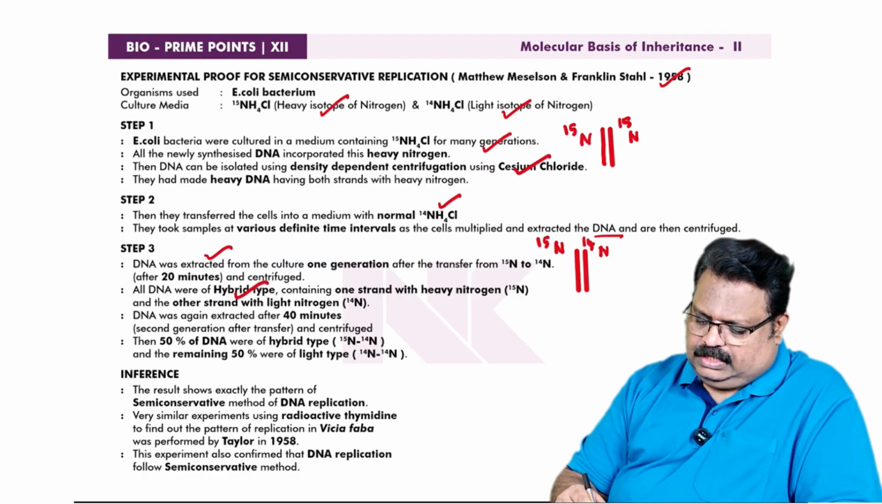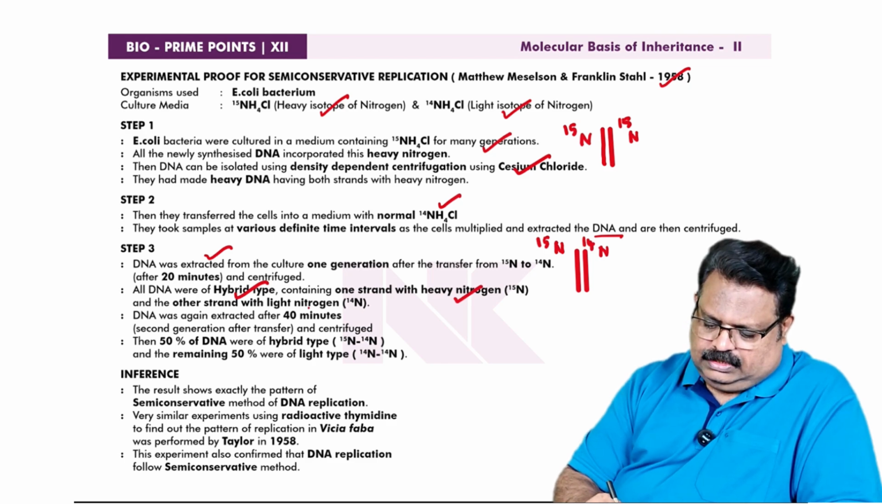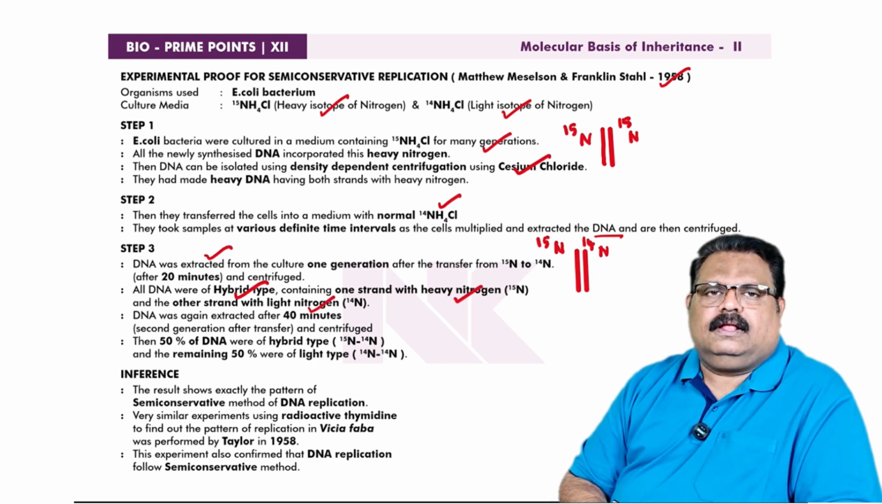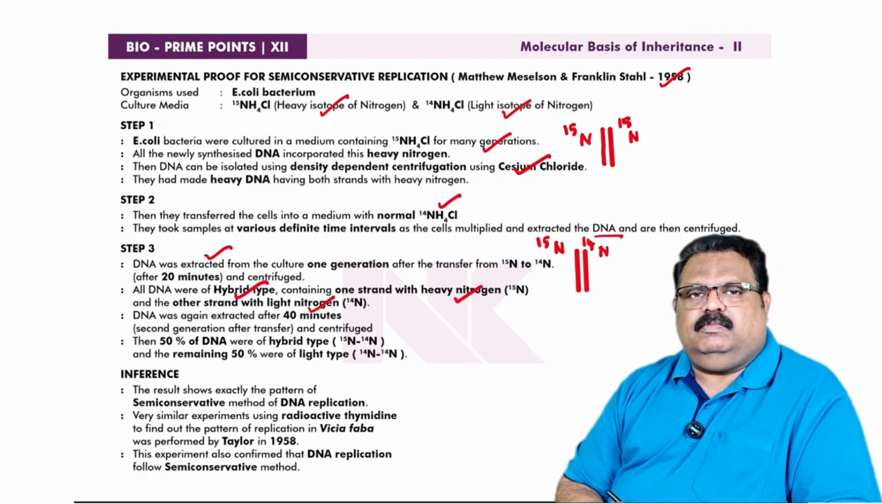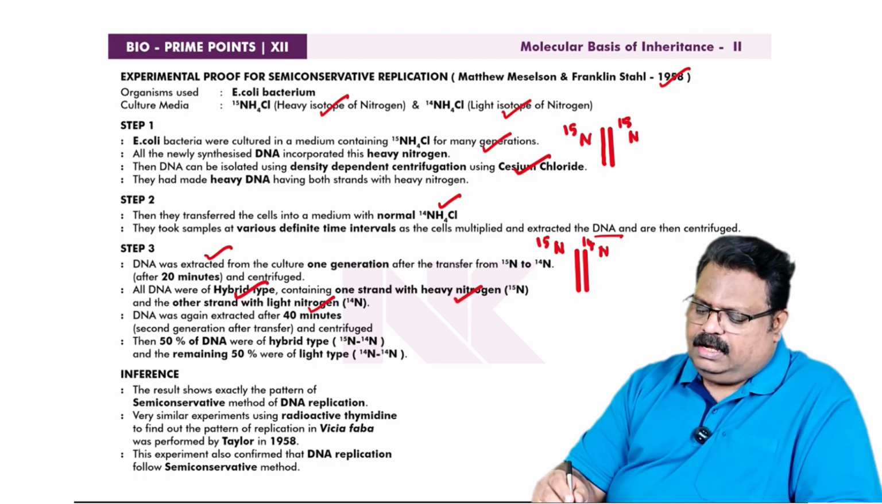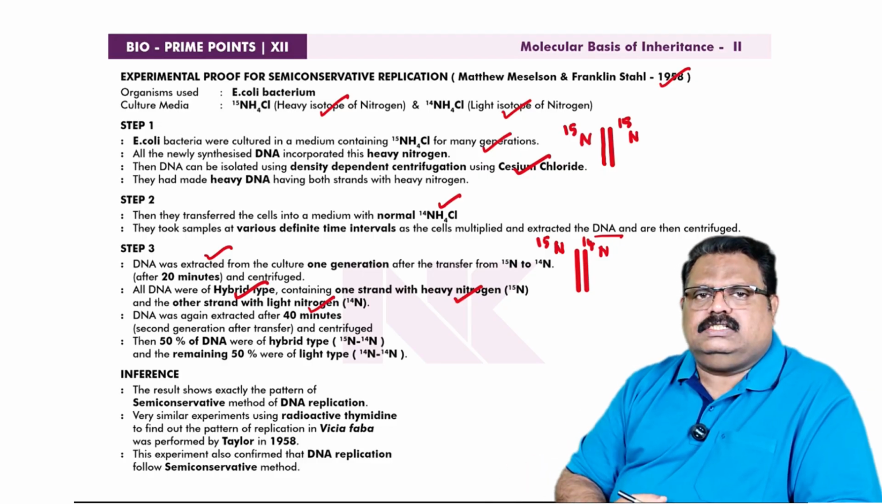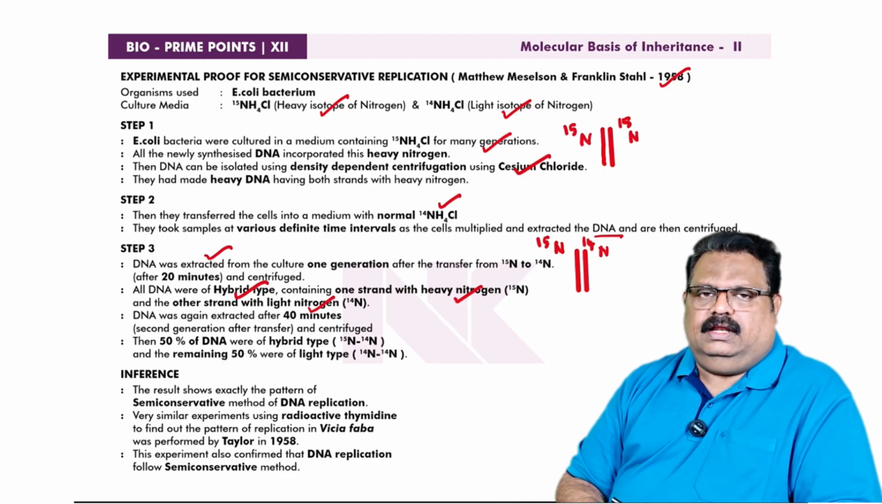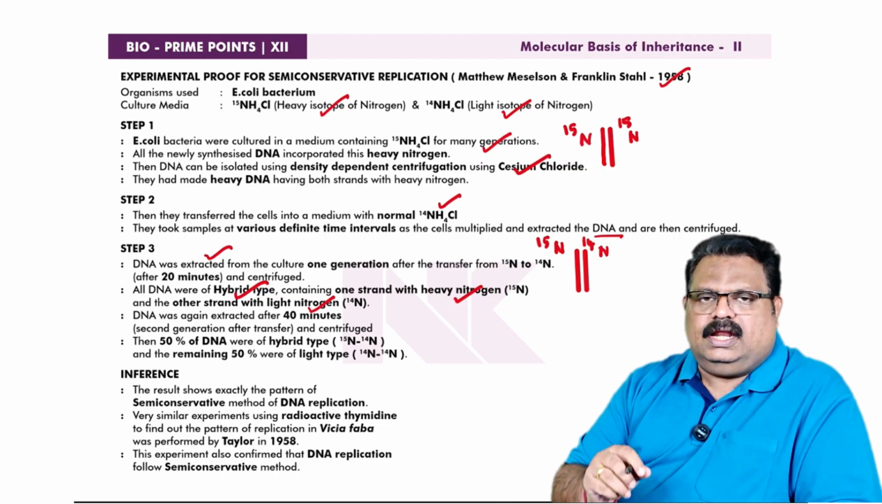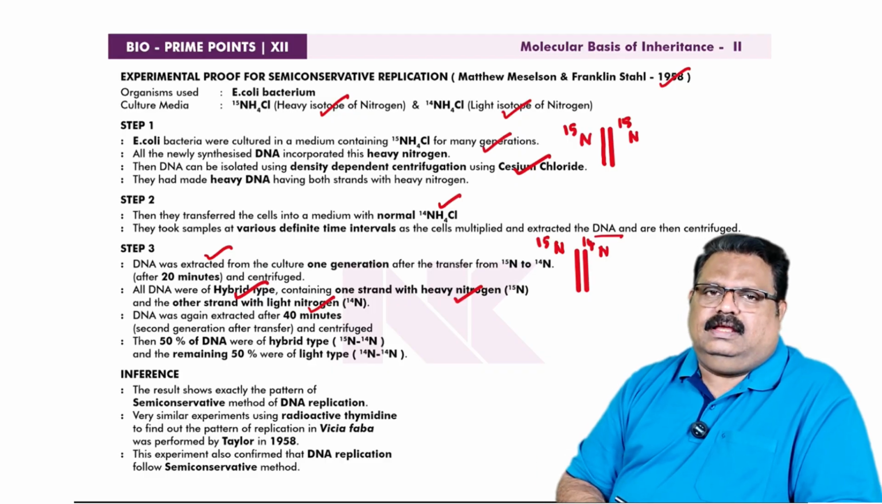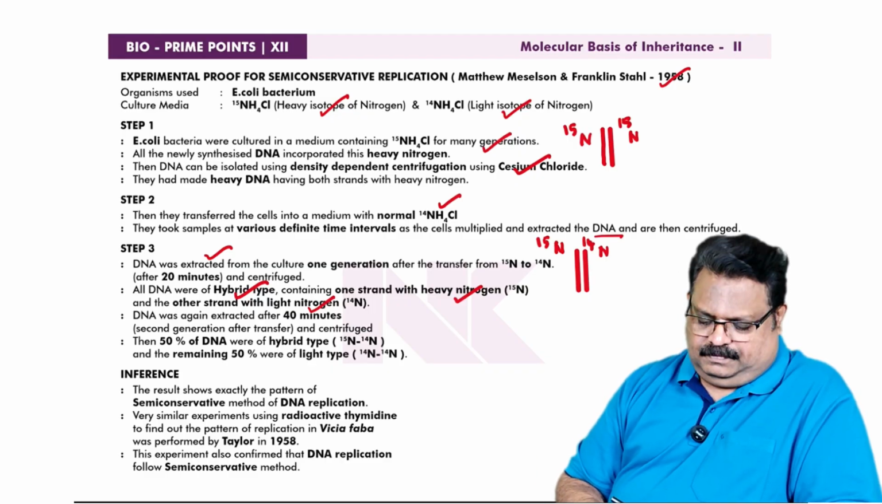That means one strand with the heavy nitrogen and the other strand with the light nitrogen. And this is possible only by a semi-conservative mechanism. That means the parental DNA, heavy N15, N15, is separated, and new strands synthesized will be of N14, that is light type. So when one strand is heavy and another strand is light, the DNA is called hybrid.